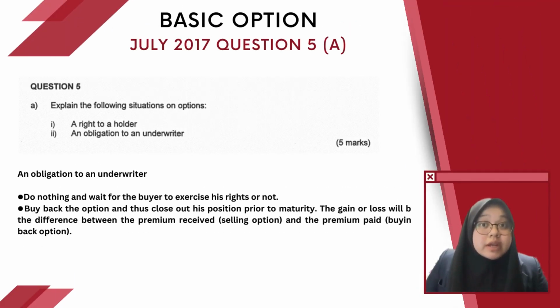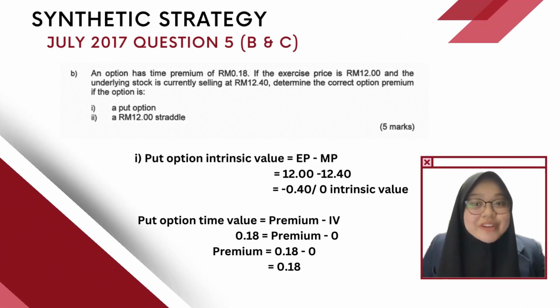So the next question, an obligation to an underwriter. So they have to do nothing and wait for the buyer to exercise his right or not. So they basically need to buy back the options and thus close out his positions prior to maturity. The gain or the loss will be the difference between the premium received selling options and the premium paid, which is buying back option. Okay, moving on to the next question, which is question B.